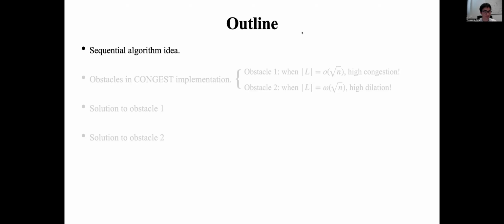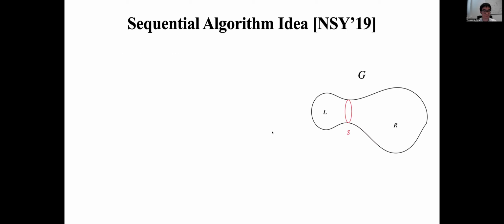The rest of the talk will be focusing on the technical part of this paper. So first, we are going to talk about the sequential algorithm idea. The sequential algorithm idea is borrowed from the paper from 2019. So suppose this is an undirected graph, and this set S is the minimum vertex cut we want to find. After deleting this S, this graph will be split into two sides. One side is smaller and one side is larger.